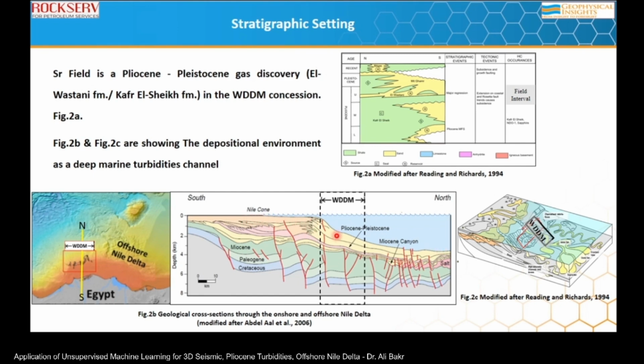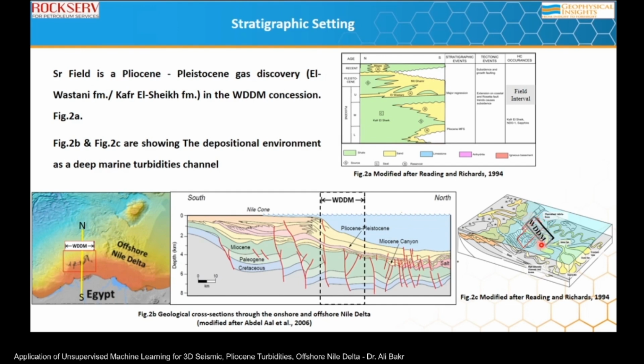The Nile cone here has some very thick sediment of the Pliocene, and the Pliocene section you can see here, and this is the interval of it, and we call it Kafr Sheikh and Wastani. Those are the two main reservoirs that we are looking for.